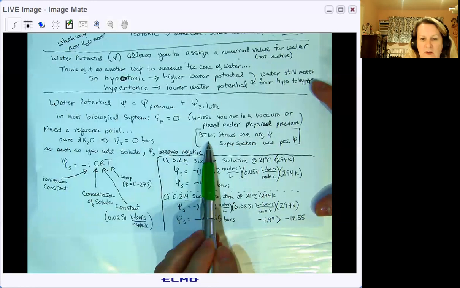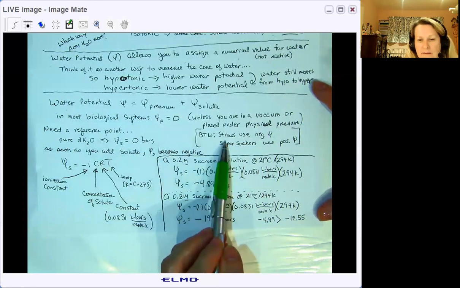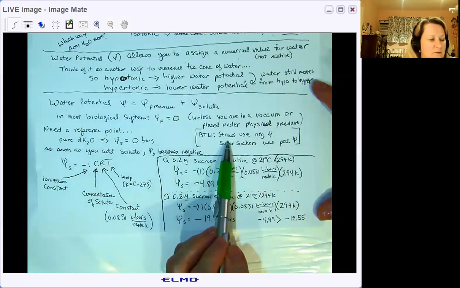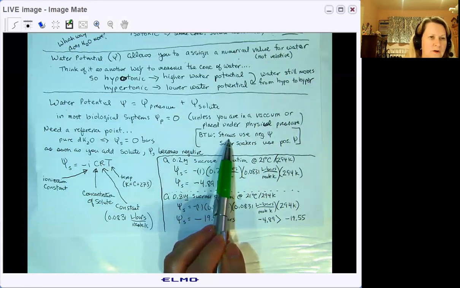By the way, a good demo you can do is with a straw. When you drink a drink through a straw, you are using negative water potential because you are creating a vacuum in the straw when you suck out the air, and water moves from higher potential in the cup to the lower potential in the straw.